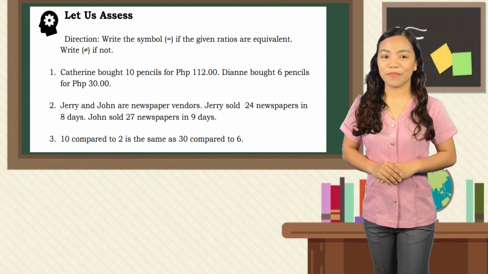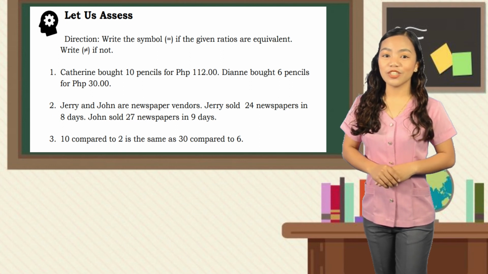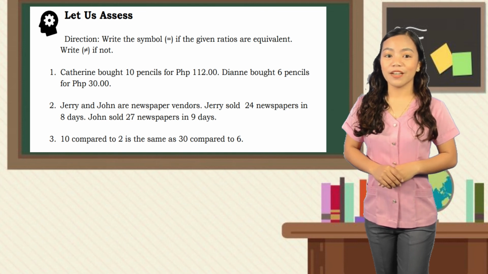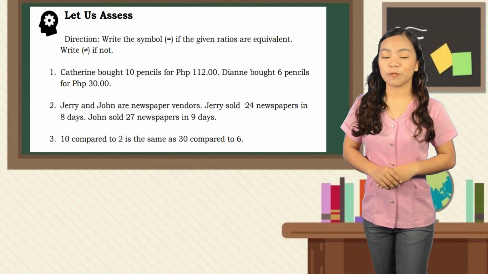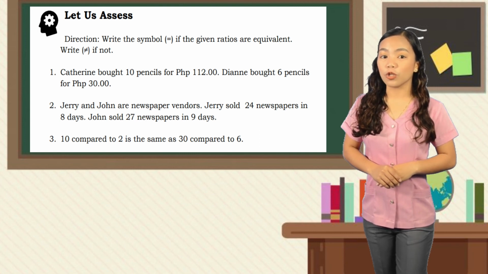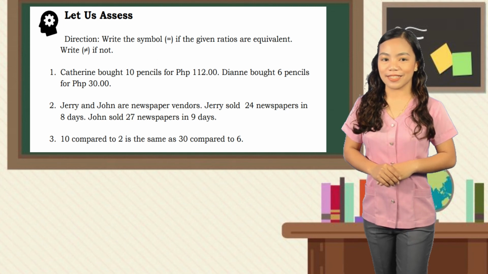Number 2. Jerry and John are newspaper vendors. Jerry sold 24 newspapers in 8 days. John sold 27 newspapers in 9 days.